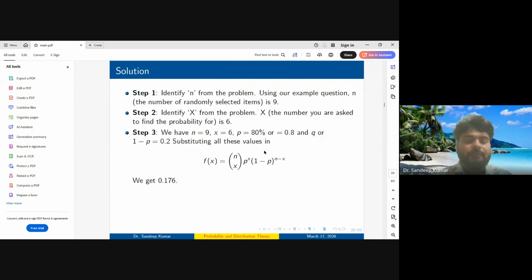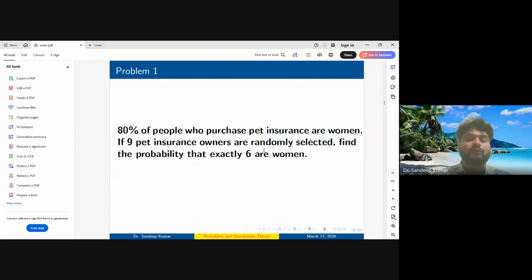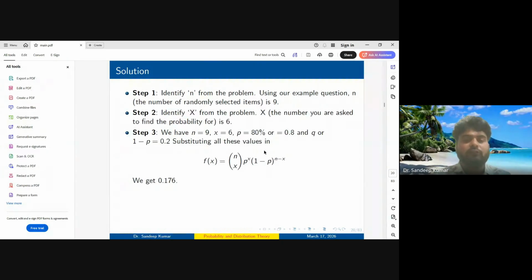And step 2, identify x from the problem. x is the number you are asked to find the probability for, which is 6. So step 3, we have n equal to 9, x equal to 6, and probability equal to 80%. 80% of the people who purchase pet insurance, so p equals 80% or 0.8.